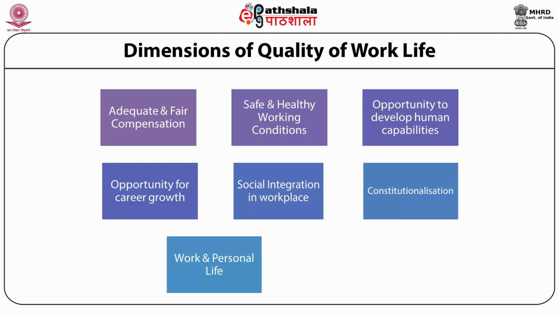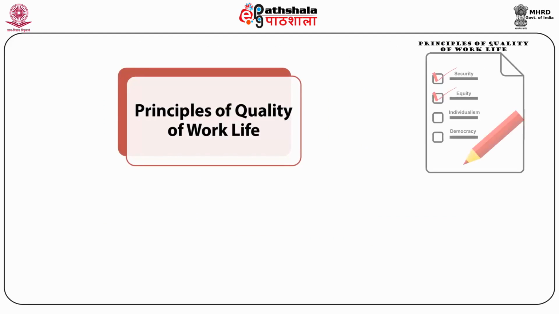The next dimension is social relevance of the work. Work should not only be a source of material and psychological satisfaction but a means of social welfare. An organization that has greater concern for social causes like pollution, consumer protection, national integration, employment, etc., can improve the quality of work life. Principles of quality of work life.